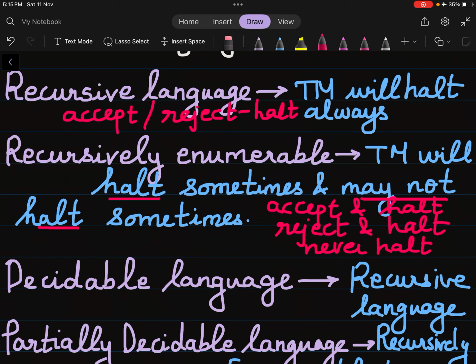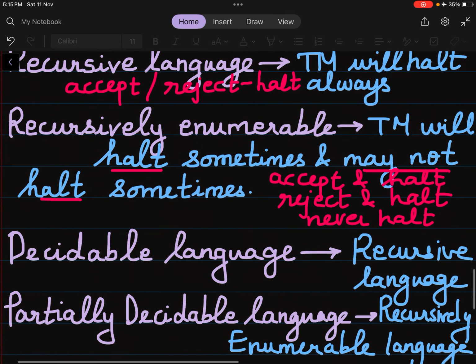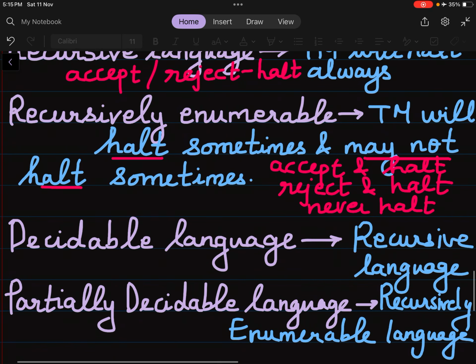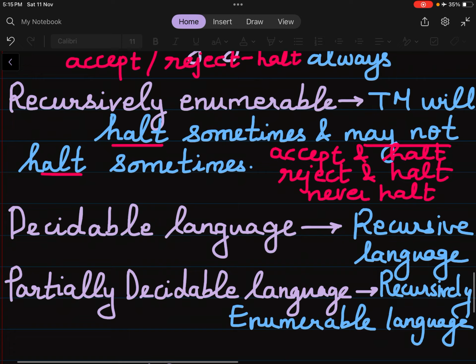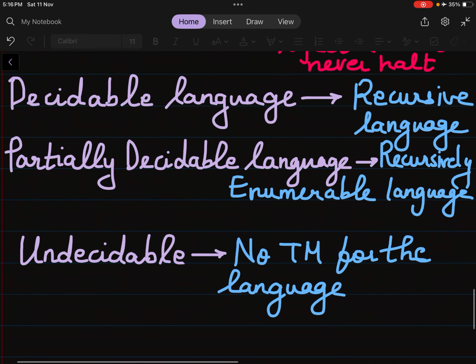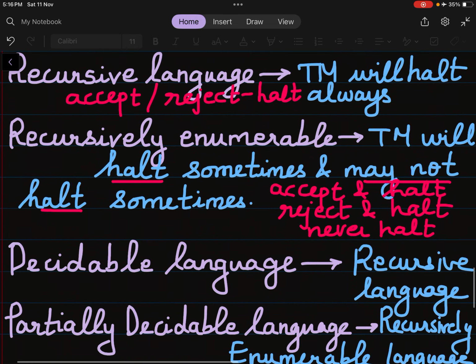Decidable language. What is a decidable language? The language which is a recursive language is called a decidable language. Partially decidable language: languages which are recursively enumerable are called partially decidable. And undecidable: there is no Turing machine for the given language. So this is the summary chart. Recursive languages: the Turing machine will always halt. Recursively enumerable languages: the Turing machine may or may not halt.